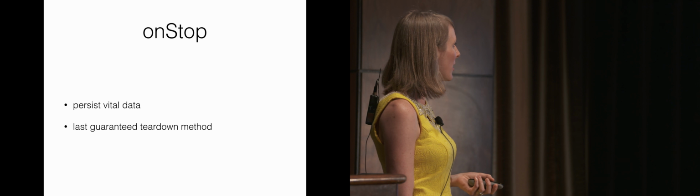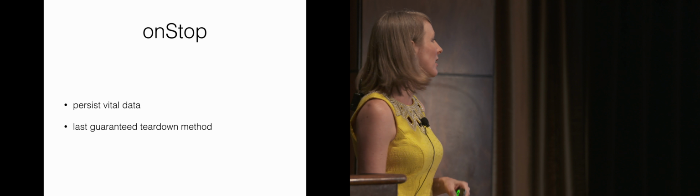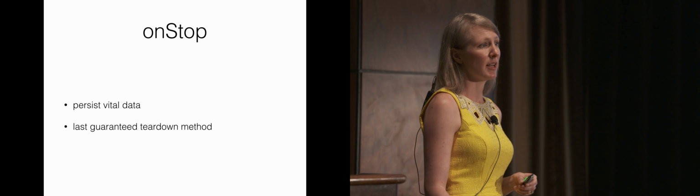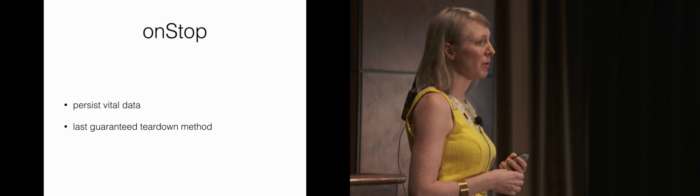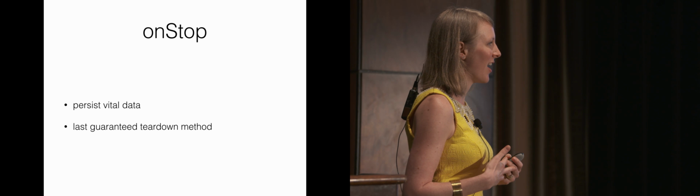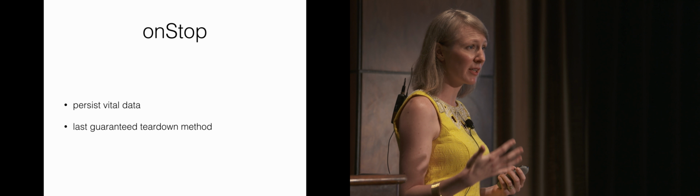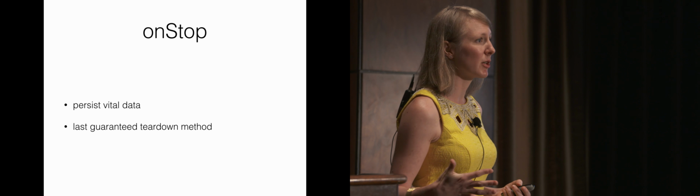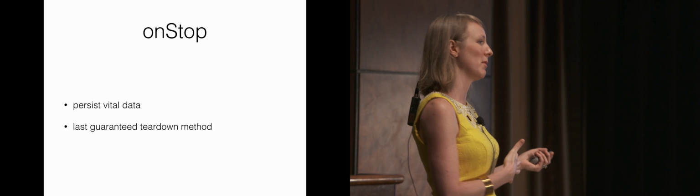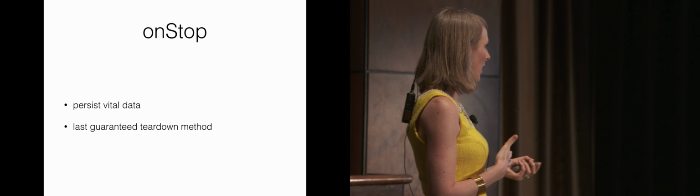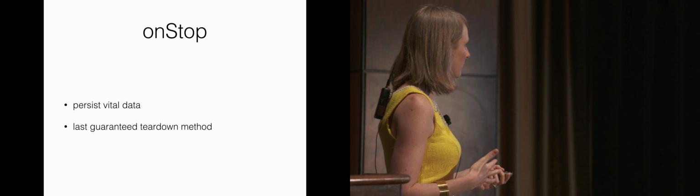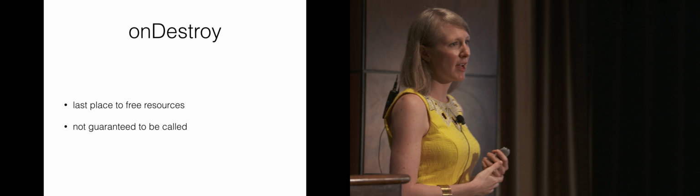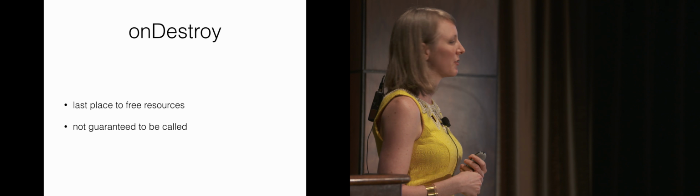Okay, so onStop is actually now our last guaranteed teardown method, right? So you saw that example where the process got killed and onDestroy was not called. So onStop really is your last guaranteed callback. So depending upon the requirements of what you're doing, maybe this might be the right spot to persist vital data. And onDestroy, I think of that as your last place to free up resources.